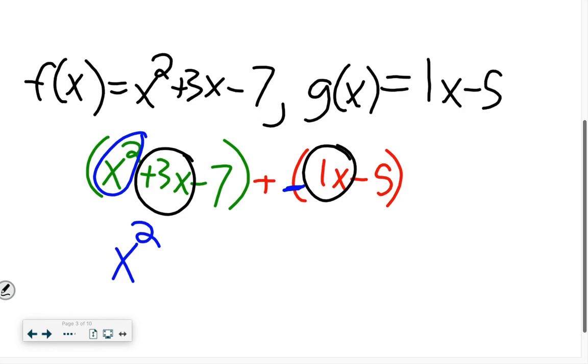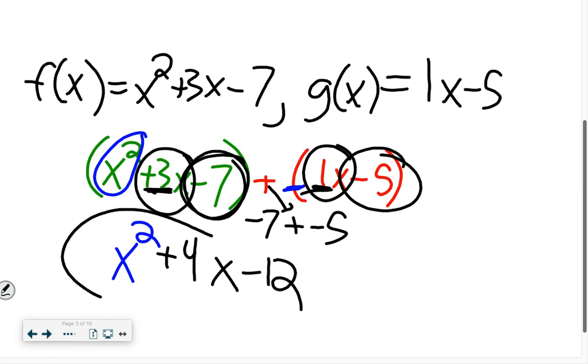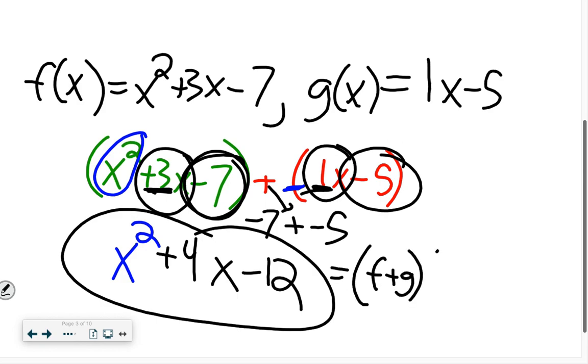Remember, like terms, you have to have the same variable and same exponent. In this case, they do have the same exponent. It's basically a 1. And when you add these, you only change the number, right? The x is still going to be the same, but you just add 3 plus 1, and it equals 4x, okay? And then last but not least, we just have our numbers. We have a minus 7 there, and a minus 5. So it's like negative 7 plus negative 5. Well, that's going to be a negative 12. So this right here equals f plus g of x.